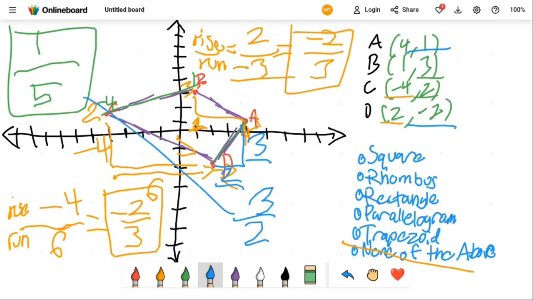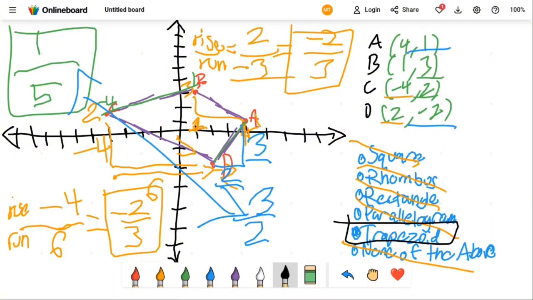That means we can see that these two sides are not parallel, which means we only have one pair of parallel sides. That rules out a square, which has two pairs of parallel sides, a rhombus, which also has two pairs of parallel sides, and the same for a rectangle and a parallelogram, which leaves us with trapezoid, giving us our answer.